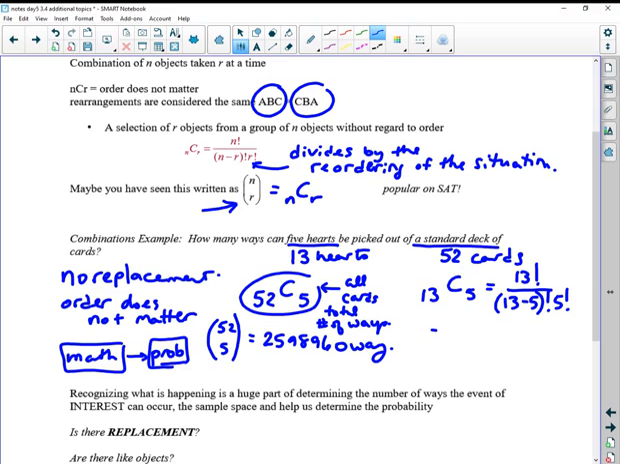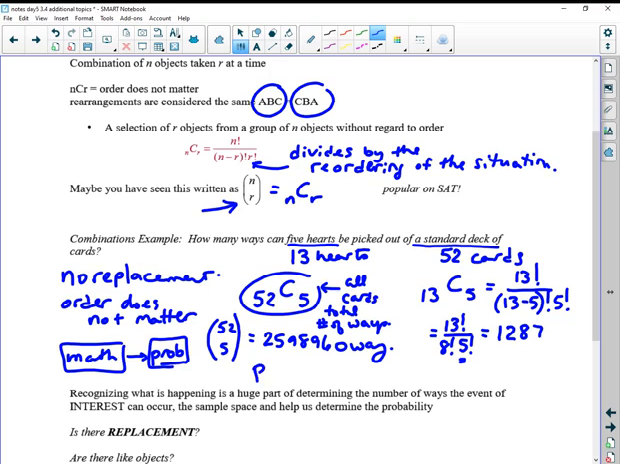So I end up with 13 factorial over 8 factorial, 5 factorial, and see if you can punch that correctly into the calculator, or use your math prob to get 1,287. You have to make sure that you've actually divided by that 5 factorial. And by the way, the factorial, you can find that in the calculator under math prob as well.